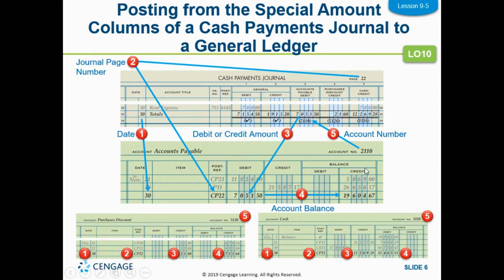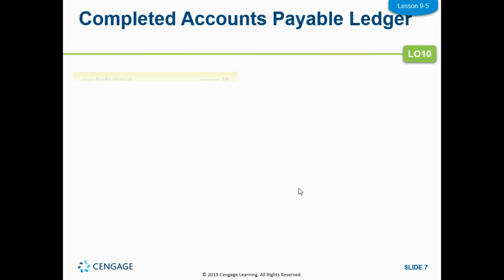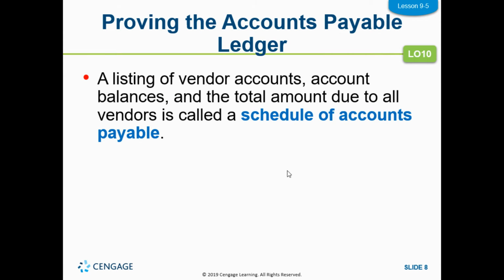That should equal my amount in accounts payable, the controlling account in the general ledger: 19,604.67. Okay? And it does. That's the whole point of the schedule of accounts payable. And that'll be built in if you have a computerized system.